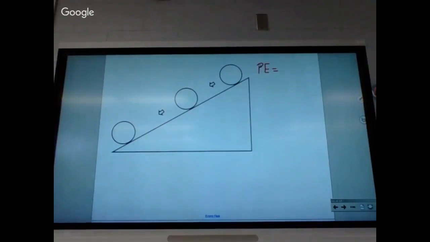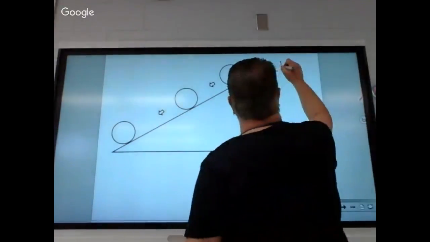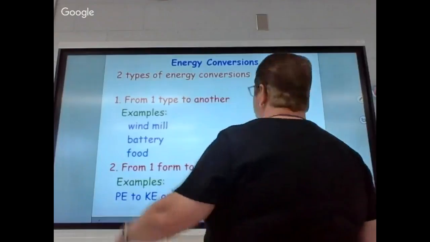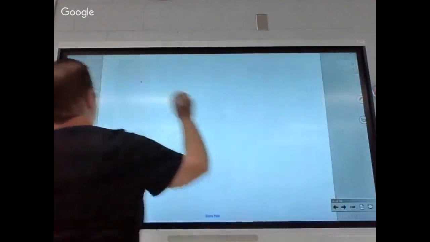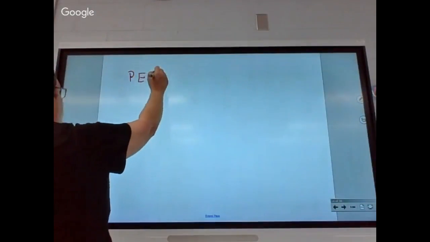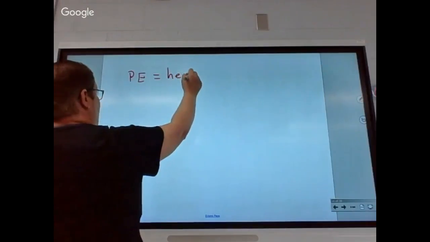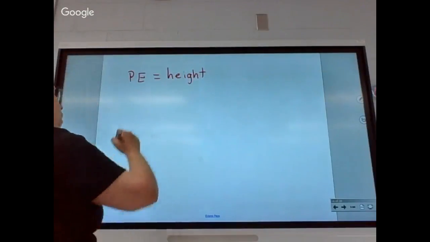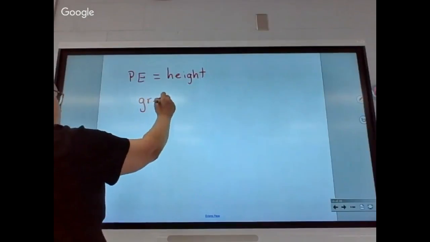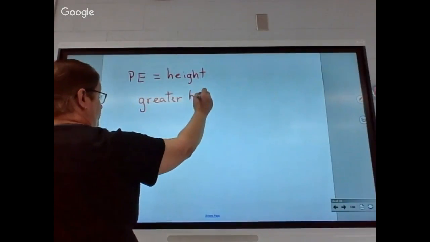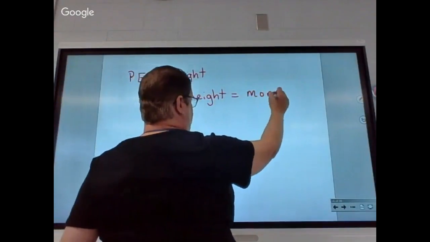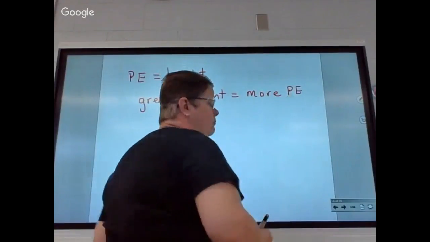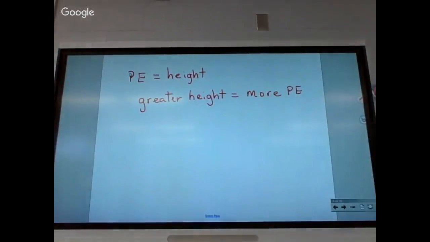Height. Okay? So every time we talk about potential energy, potential energy is about height. Greater height equals more potential energy. Okay? That's how we figure out whether we have more potential energy or less potential energy.